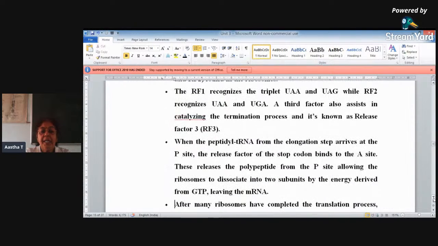When peptidyl tRNA from the elongation step arrives at the P site, the release factor of the stop codon will bind to the A site.